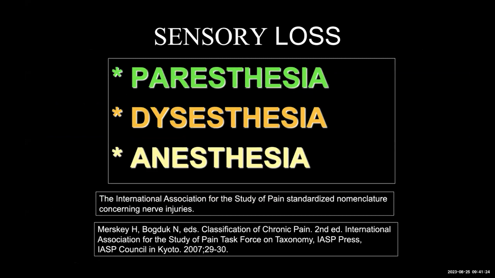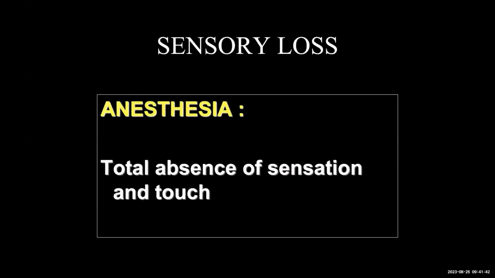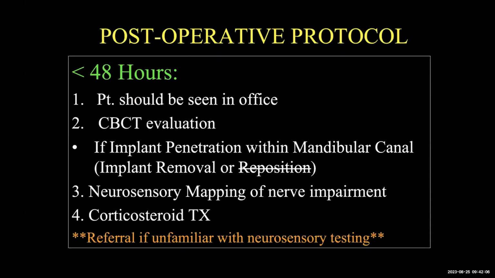There are three basic terms that are used now for sensory loss. Paresthesia, the new term definition, is an abnormal sensation that is not unpleasant, meaning it's basically pins and needles or maybe like a thumping where it's not real painful. Anesthesia is the worst because that's where it's transected. There's no sensation at all. And then dysesthesia actually could be just as bad as anesthesia in that it's an abnormal sensation that's very unpleasant. This is usually what happens after a neuroma formation.